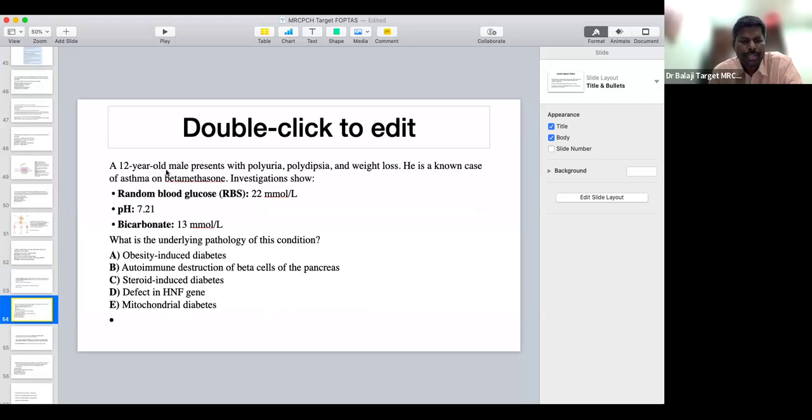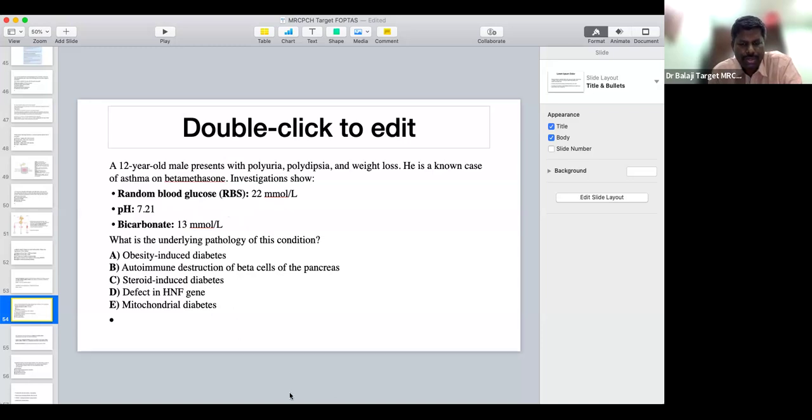Okay. So now maybe I will finish off with the answers since in another 5 minutes we'll wrap it up. He is a 12-year-old child with polyuria, polydipsia, weight loss. He is presenting with diabetes-like features. He is a known case of asthma on inhaled betamethasone. Now suddenly the sugar is 20, that is 20 into 20, around 400. pH is decreased and bicarbonate is reduced. So it's a case of diabetic ketoacidosis.